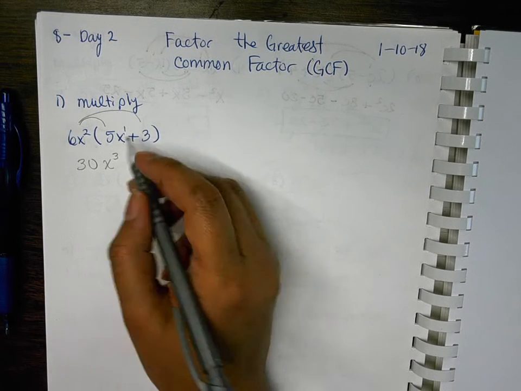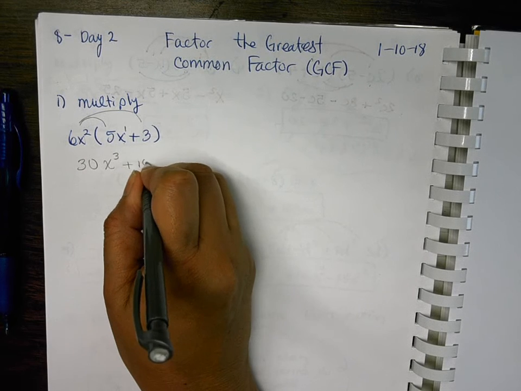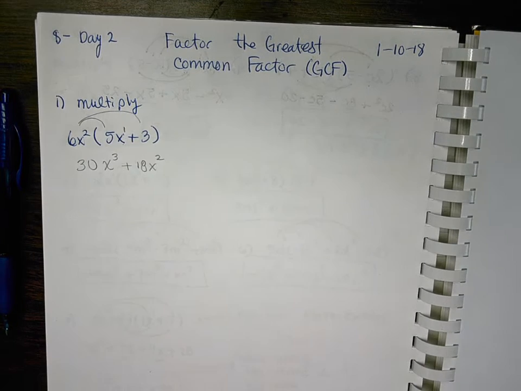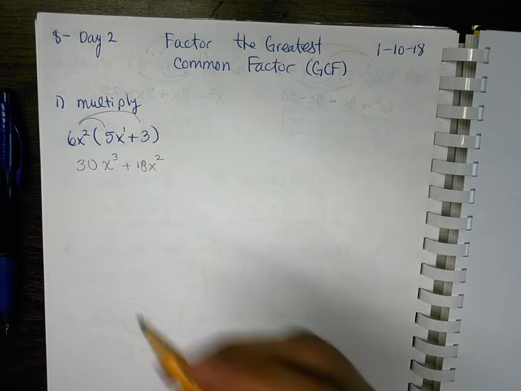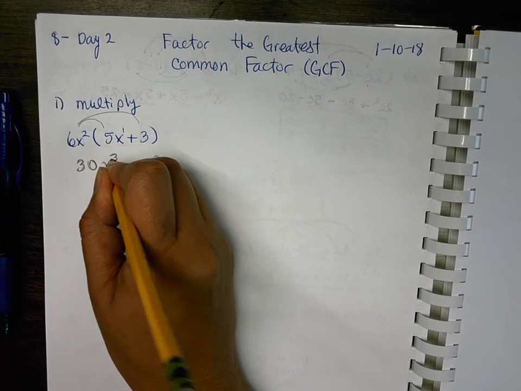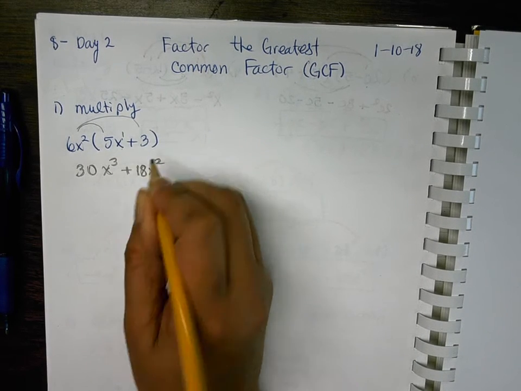All right. Plus 6 times 3 is positive 18, and the x stays x squared because of x squared there. All right. Questions? So, 30x to the third plus 18x squared.